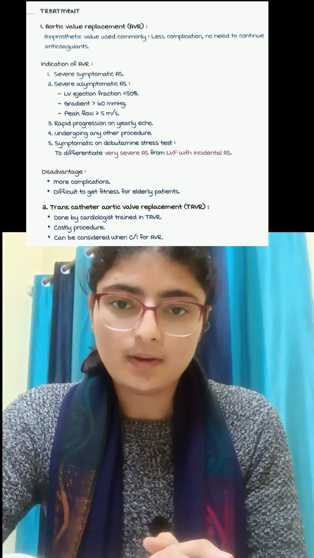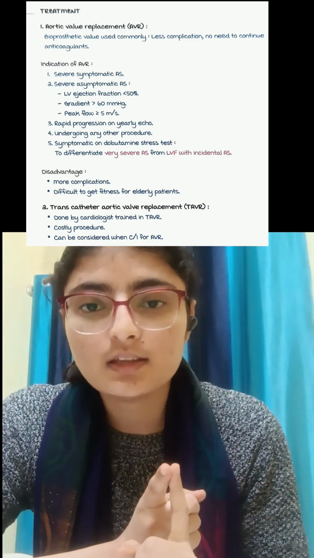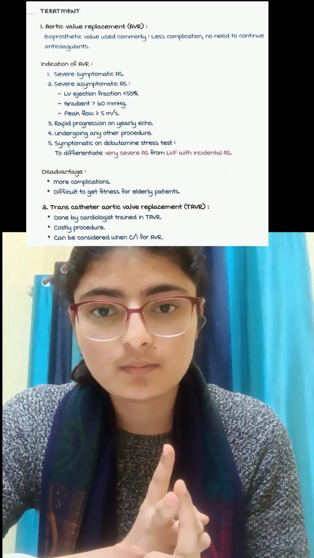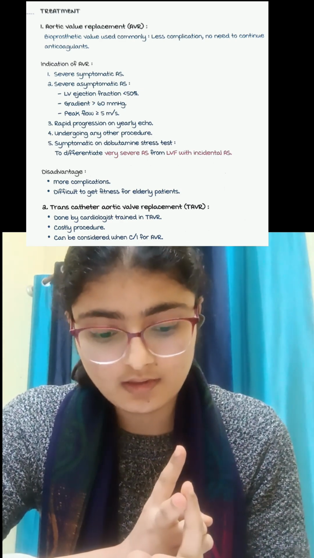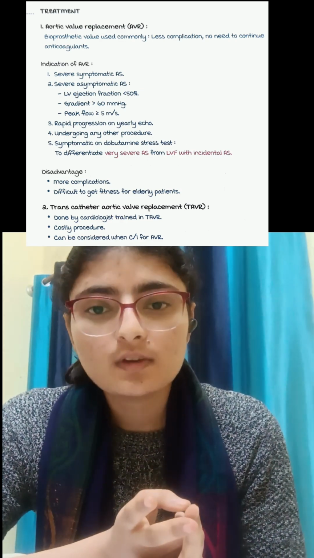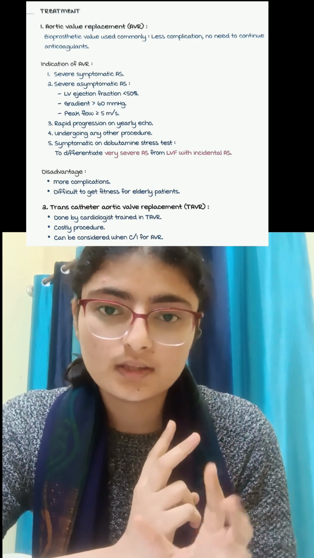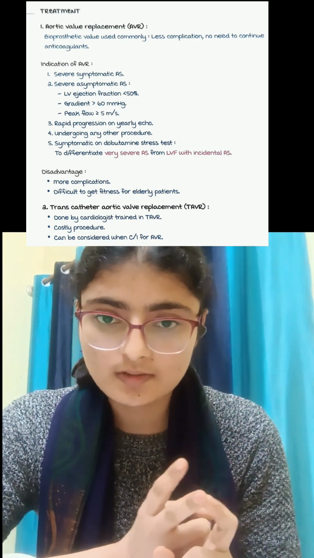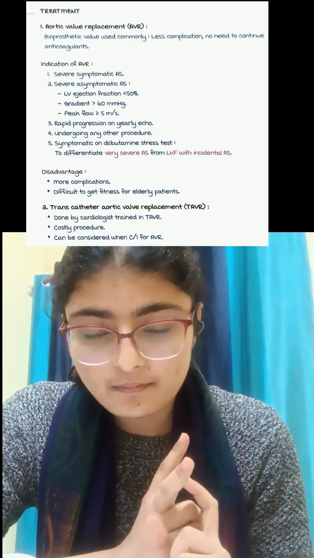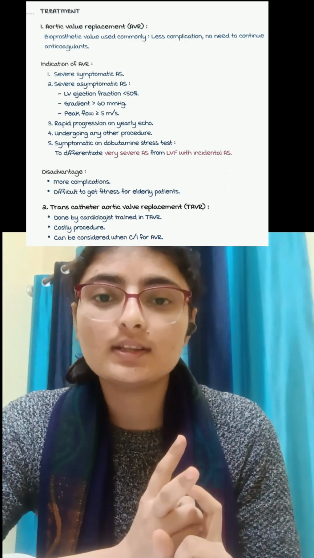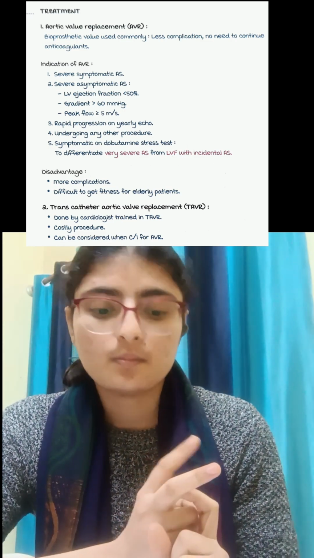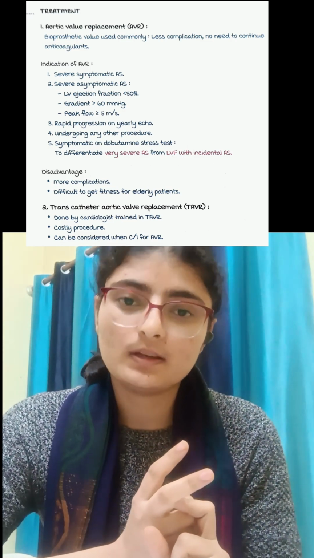Indications of aortic valve replacement. Firstly, severe symptomatic aortic stenosis. Asymptomatic severe aortic stenosis, that is, there is a 50, 60, 5. These three numbers we have to remember. Ejection fraction is less than 50%. Peak gradient is more than 60 mm Hg, and the peak velocity is more than or equal to 5 meters per second.